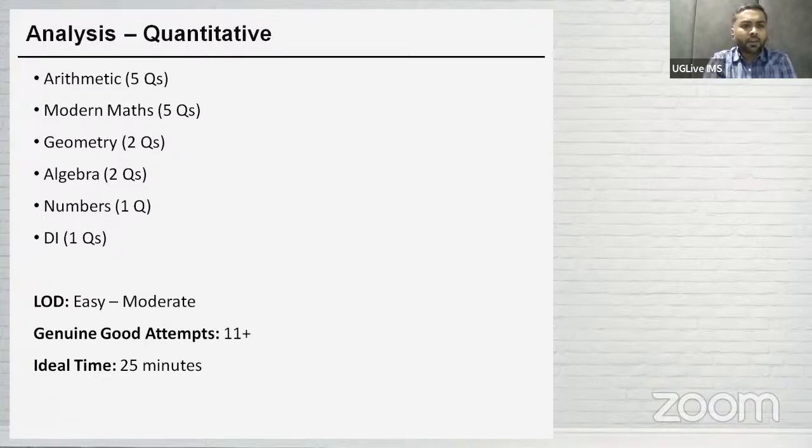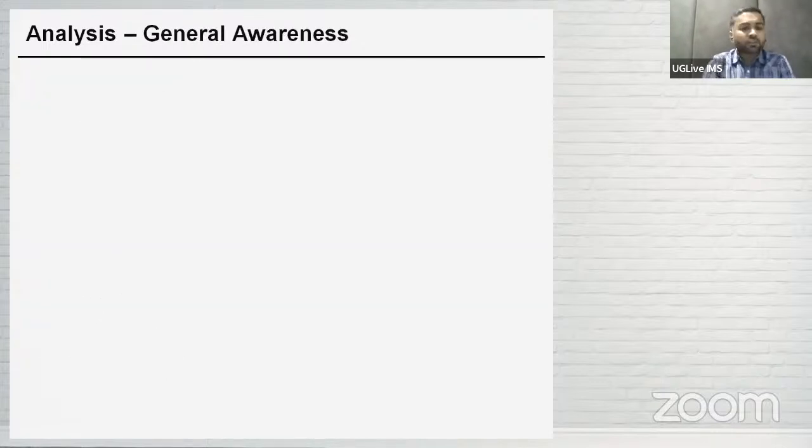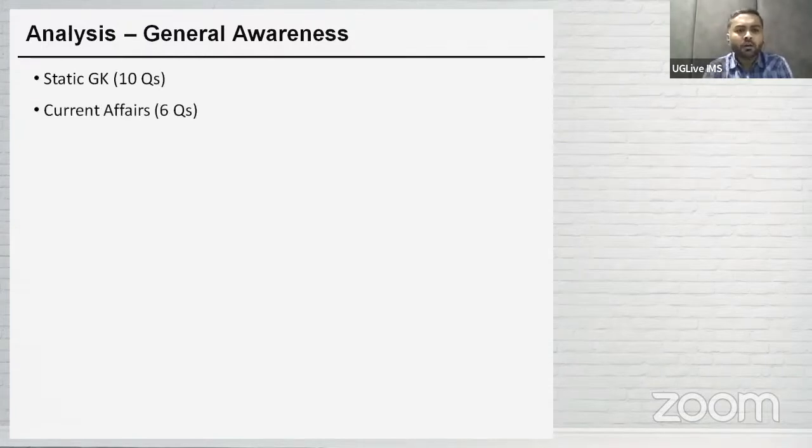Okay, so let's move on to the general awareness section. Now this section was slightly difficult as compared to slot one. Last time in slot one there were 11 static GK questions, and there were 5 current affairs. This time there were 10 static GK questions and 6 current affairs.